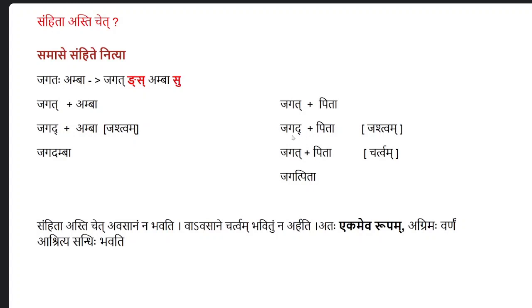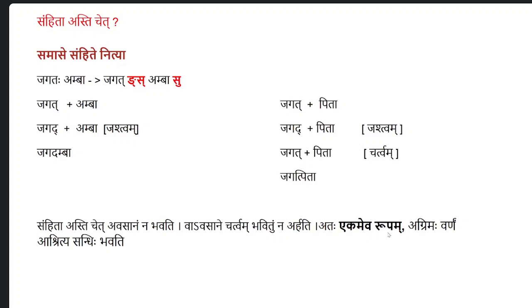So in your case, you will start at this level and say Jagad Pita equals Jagat Pita, by Chartvam. Though this is happening and we are not aware of it, please be aware that Jastvam happens, Chartvam happens, and then this. Samhita asti chet avasanam na bhavati. There is no pause. Vavasane Chartvam bhavitum na arhati. There is no scope for that Vavasane Chartvam to happen.